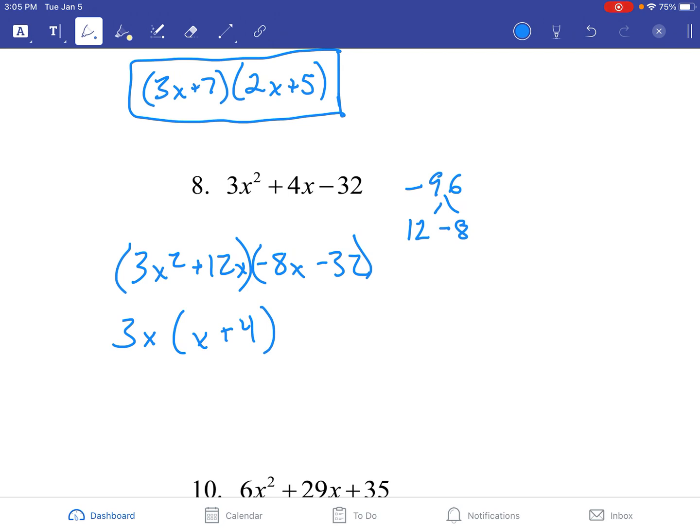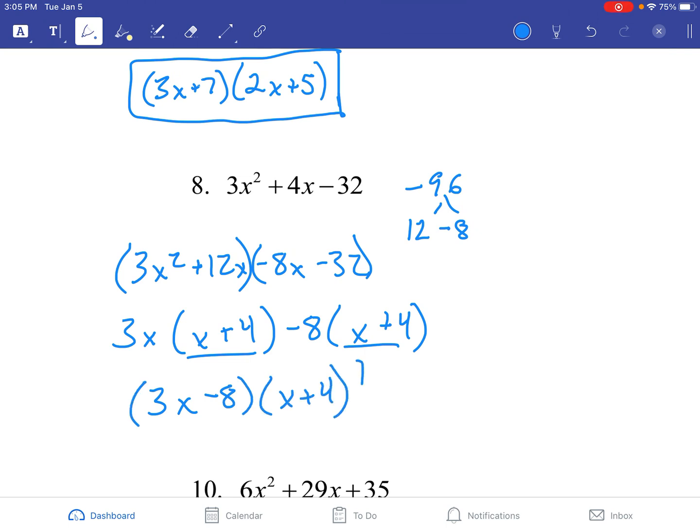Negative 8 and negative 32 both have a negative 8 in them. So I have x plus 4 again. Notice, if I didn't take out the negative with the 8, I'd have negative x minus 4, and then the 2 sets of parentheses would not match, and that would be a problem. Now that I did take a negative out with the 8, these 2 do match, and I'm good to go. So I have 3x and minus 8 as one set of parentheses, and x plus 4 is the other set.